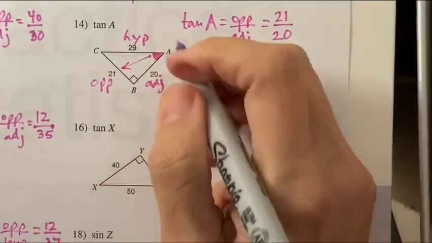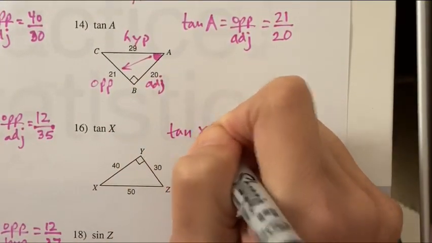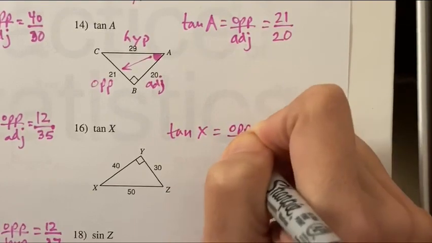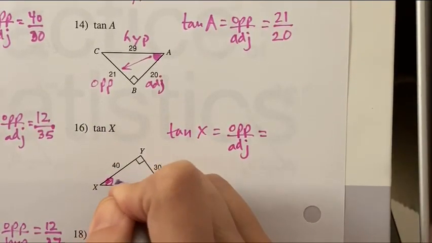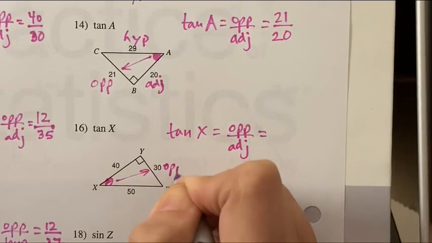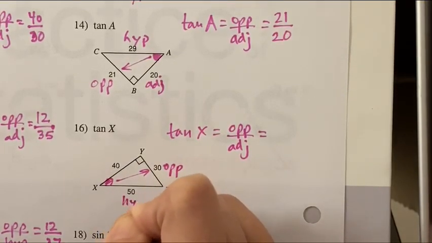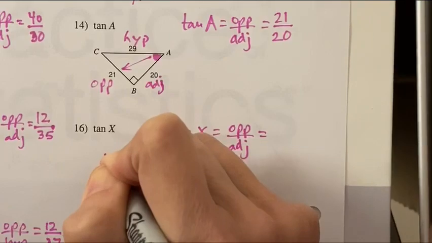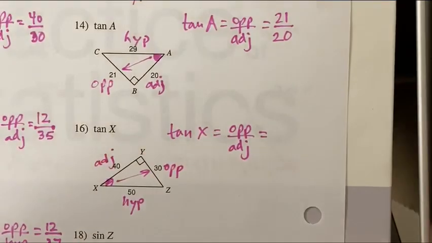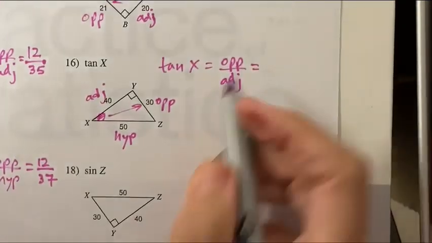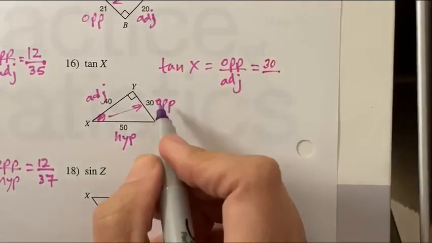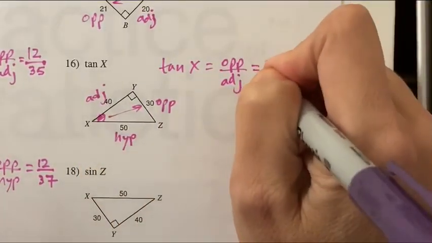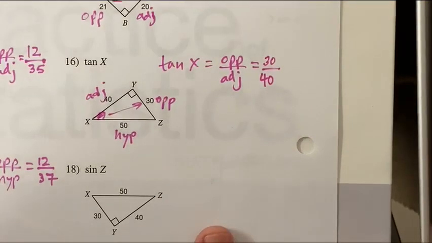All right, tangent of x. So the tangent of x is opposite over adjacent, and so let's find our reference angle x. 30 is opposite angle x. 50 is the hypotenuse, and here's the adjacent. Cool. So let's plug this in. Opposite, we labeled the side that was 30. Adjacent, we labeled the side that was 40.